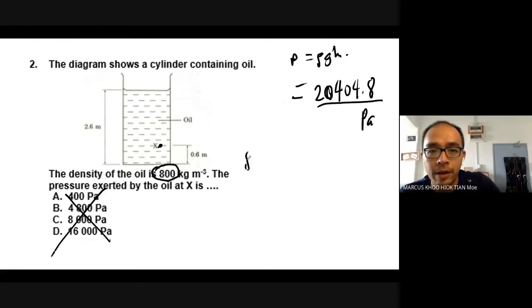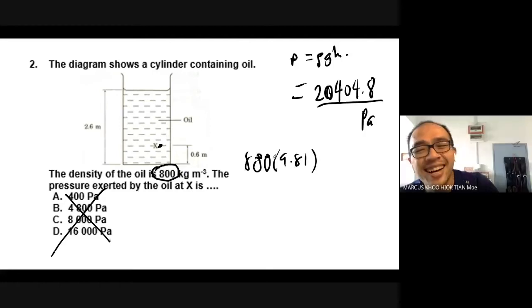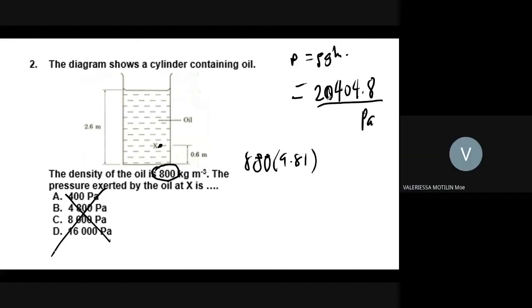Rho is obviously 800. Then gravity is 9.81. Your h? Oh, wait, I forgot to subtract. So 2.6 minus 0.6 and then get 2, and then times 800 times 9.81. And then you should get 15,696 Pascal. Okay, very good.